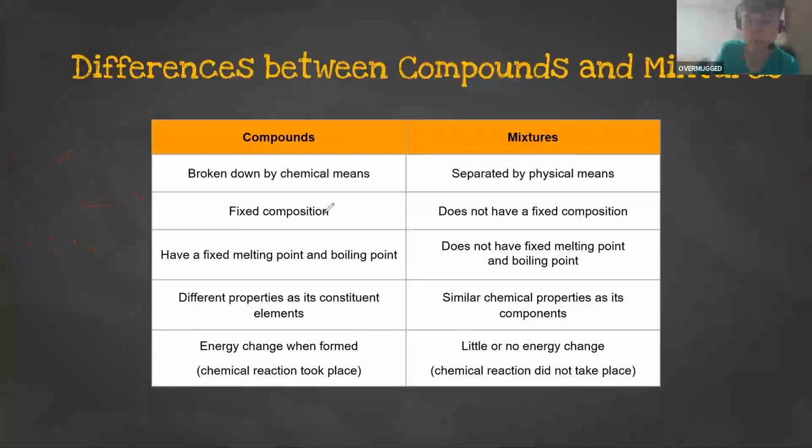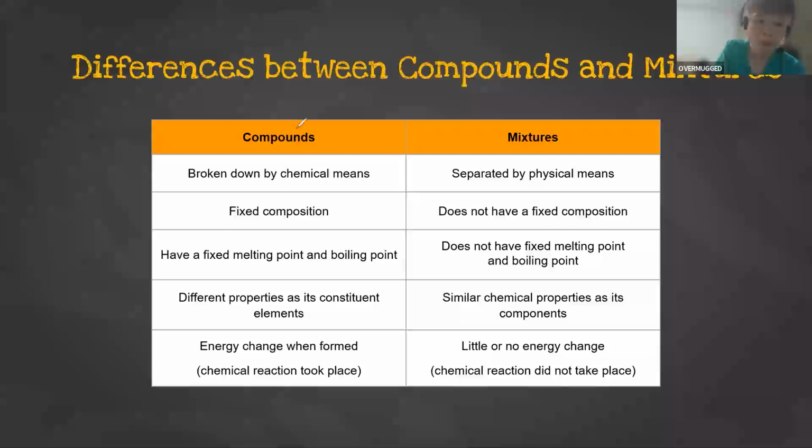Okay, compounds have a fixed composition. Just now I mentioned that the formation of compounds involves things combined in a fixed ratio. Right, for a water molecule, you have 2 hydrogen atoms and 1 oxygen atom. Compared to a mixture, a mixture basically is just rojak, does not have a fixed composition. I want 10% water, 90% sand, that's fine, right? 50% water, 50% sand, yeah, it's still a mixture, doesn't matter, okay?